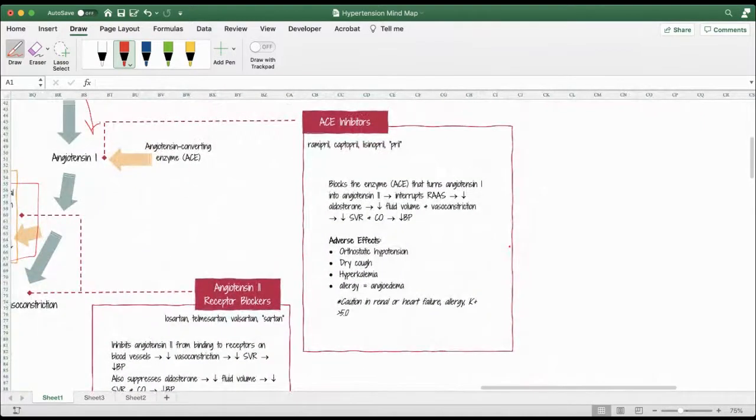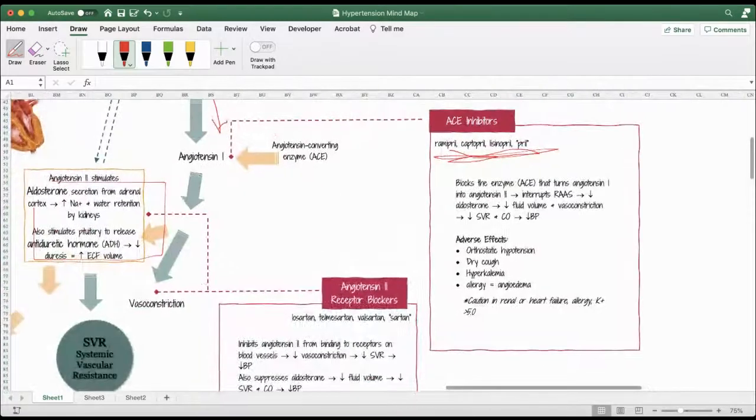Here's a big one. So ACE inhibitors, just so you can recognize them, usually end in -il or -pril: ramipril, captopril, lisinopril. What this does is it blocks that enzyme, this angiotensin converting enzyme that converts angiotensin 1 into angiotensin 2, and that means it stops that path right here. It's not going any further. It's not causing this vasoconstriction. It's not causing this aldosterone release. And so you're going to end up with less vasoconstriction and less fluid volume.